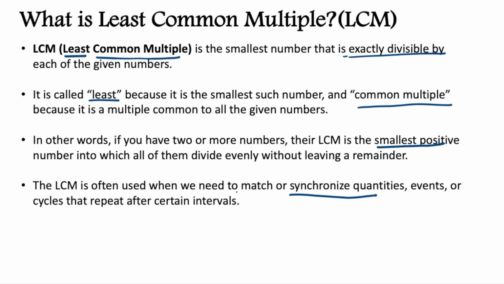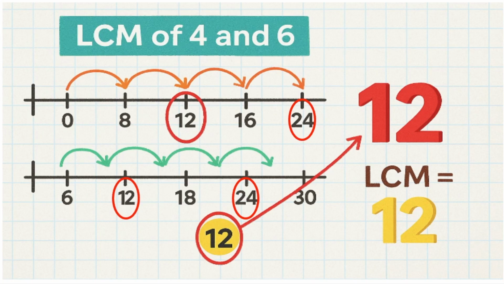Now, having said that, let us see an example of how LCM looks. So here the given problem is to find the LCM of 4 and 6. In the first row we have written down the multiples of 4. So 4 can exactly divide 4, 8, 12, 16, 20, 24 and so on. Again, 6 can divide 6, 12, 18, 24, 30 and so on.